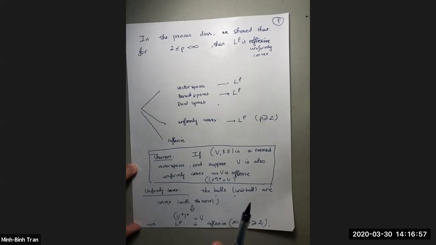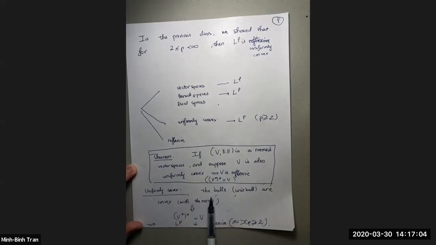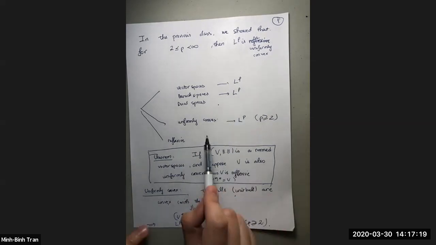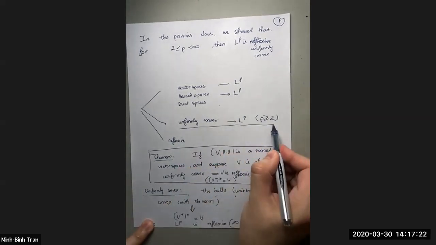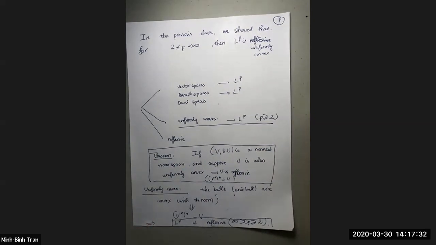This is complicated, of course, but the nice thing about the uniformly convex property is that you can look at the balls, the unit ball, for instance, and see if this ball is convex. If this ball is convex, then the dual of the dual of the vector space will be itself. Now, we know that L^p is convex when p is bigger than or equal to 2, right? So because of that, L^p is also reflexive. Any questions? For p bigger than or equal to 2.